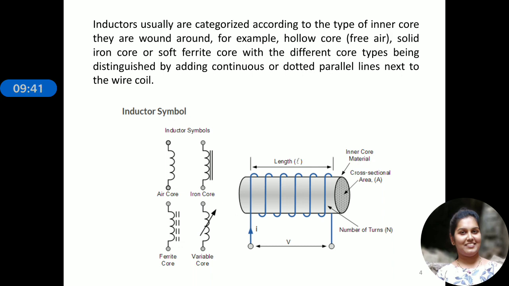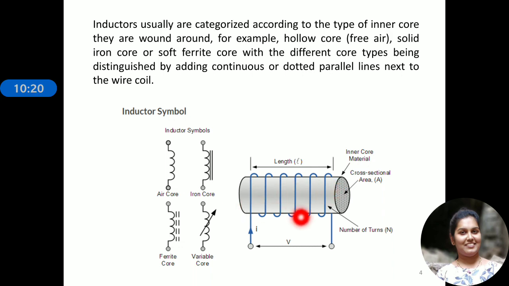In this diagram also you can see a straight rod on which a coil is wound, right? This straight rod is nothing but the core, and on the core we have wound some wire. Now the entire setup, that is the coil and this core, is called an inductor. If the core is iron material, then we call it an iron core inductor.